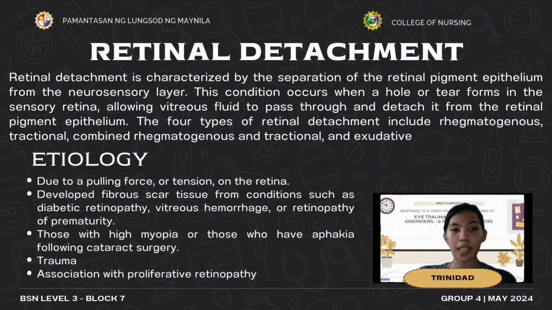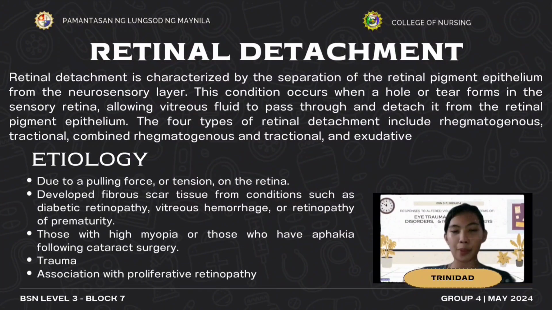For the etiology, tractional retinal detachment occurs due to a filling of pores or a tension on the retina. An ophthalmologist must identify all areas of retinal breakage and release the scars of fibrous bands that are causing the traction on the retina. Typically, patients with this condition have developed fibrous scar tissue from conditions such as diabetic retinopathy, vitreous hemorrhage, or retinopathy of prematurity. The hemorrhages and fibrous proliferation associated with these conditions exert a pulling force on the delicate retinal tissue.